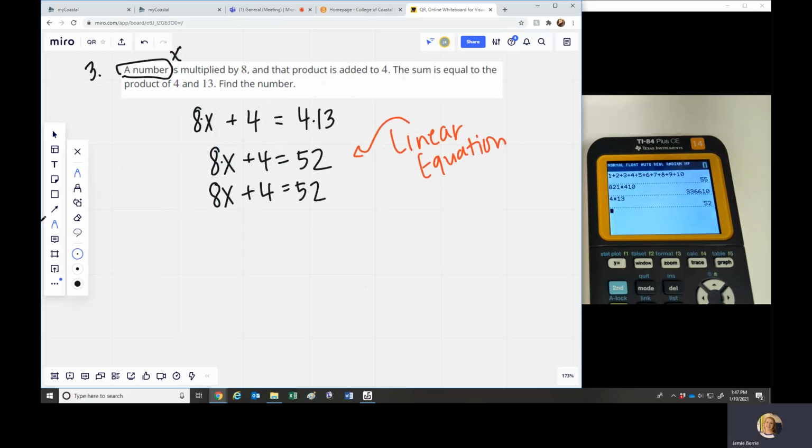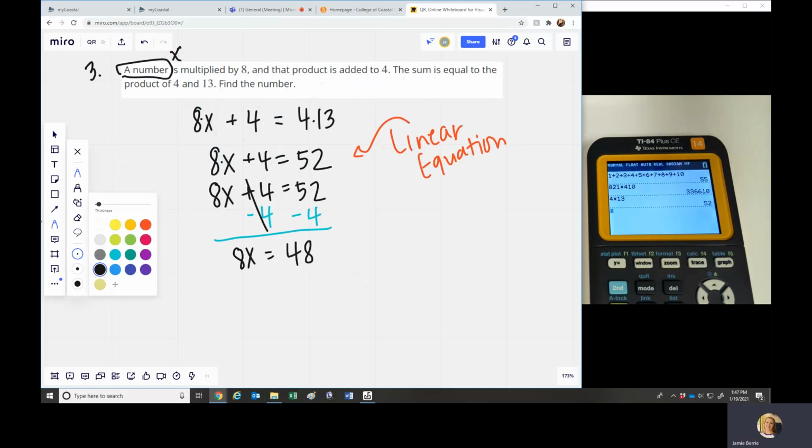All right, now we're going to try to get x by itself. So the first thing we need to deal with is this plus 4. So go ahead and subtract 4 from both sides. That is going to cancel this out. And then you have 8x on the left. 52 minus 4, what's that, 48?